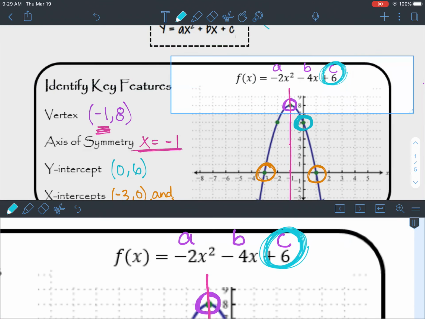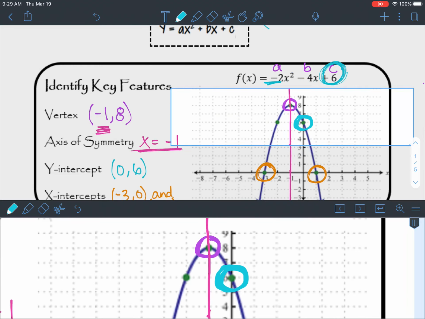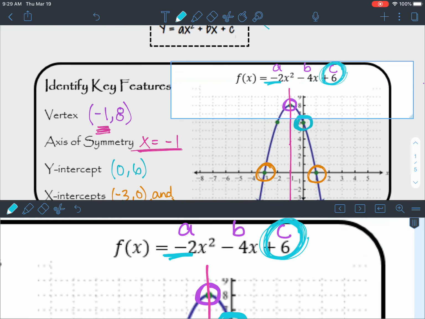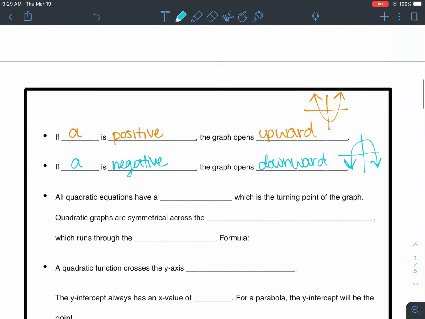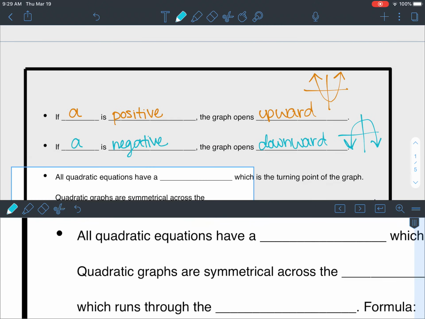So if I take a minute to go back up to this that I was just looking at, and I look at my a value, here's my a value, it's -2. My graph is opening down. So far so good, we're following the rules.